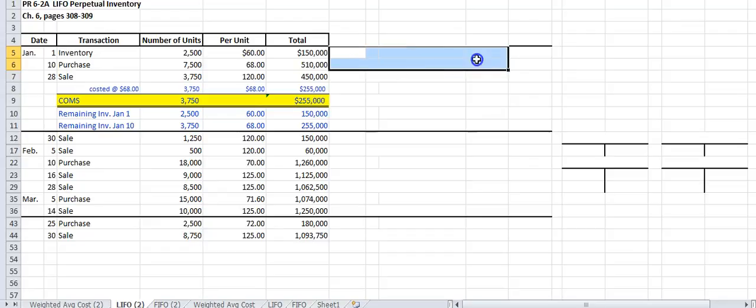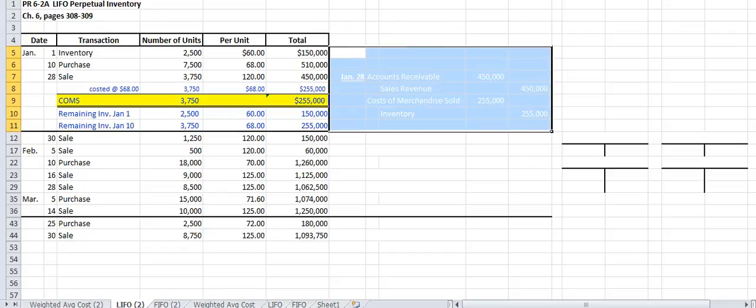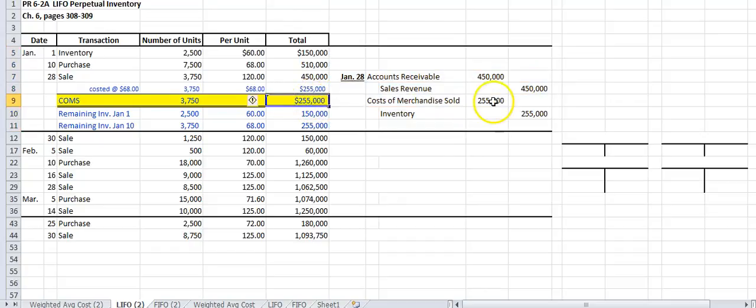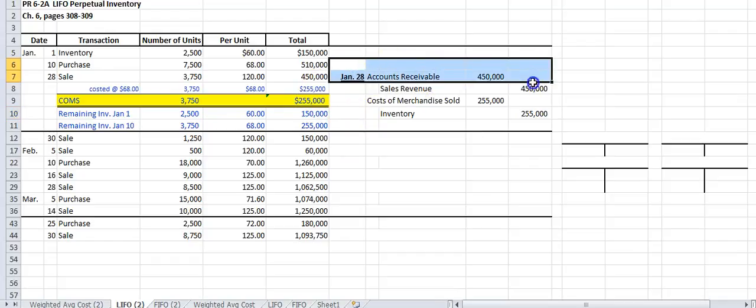So now we have more than enough information to complete the first entries, right? We have 255 for cost of merchandise sold. That's going to lower inventory. And these two entries are going to be the same under both systems. Accounts receivable 450,000 and sales revenue 450,000, right?